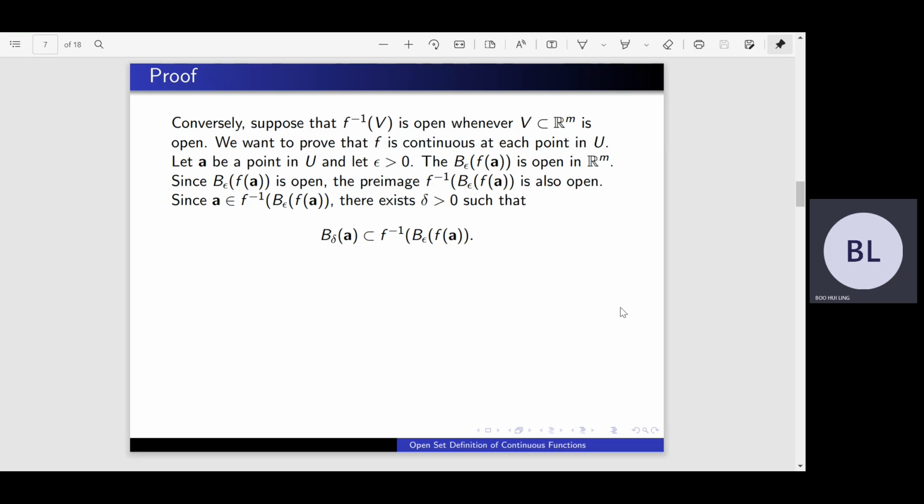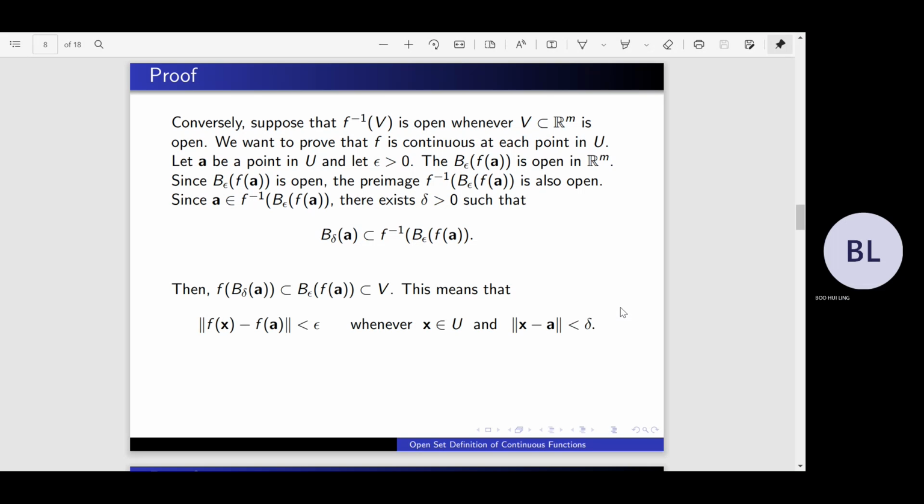And since the point a is contained in the f inverse of the ball with radius epsilon centered at f of a, there must exist a positive number delta such that the ball with radius delta centered at a is contained in the f inverse of the ball with radius epsilon centered at f of a. Then we have f of the ball with radius delta centered at a is contained in the ball with radius epsilon centered at f of a. This means that the norm of f of x minus f of a is less than epsilon whenever the vector x is contained in U and the norm of x minus a is less than delta.